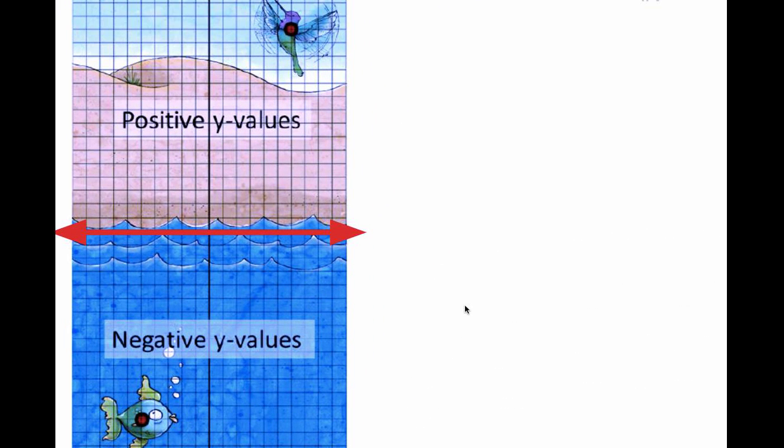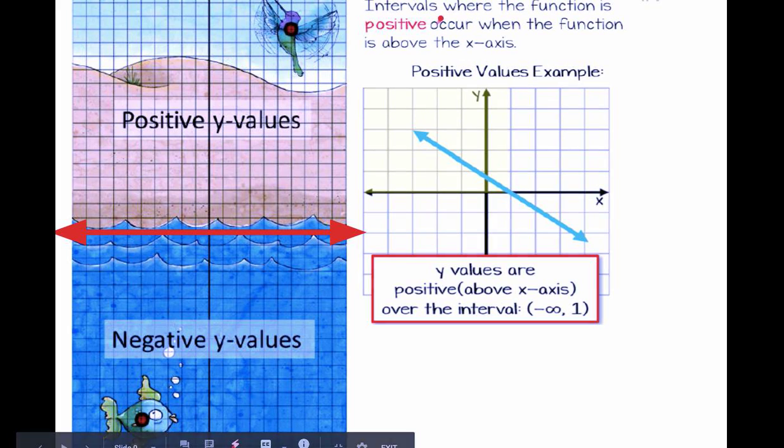Alright, so the last thing on this video I want to talk about is positive values and negative values. So if you think about the ocean, you got your x value here in red, the line, the x-axis. Positive values are any part of the graph that is above here in the sand, here in the sky. Negative values are below the x-axis, so I just want to say underwater.